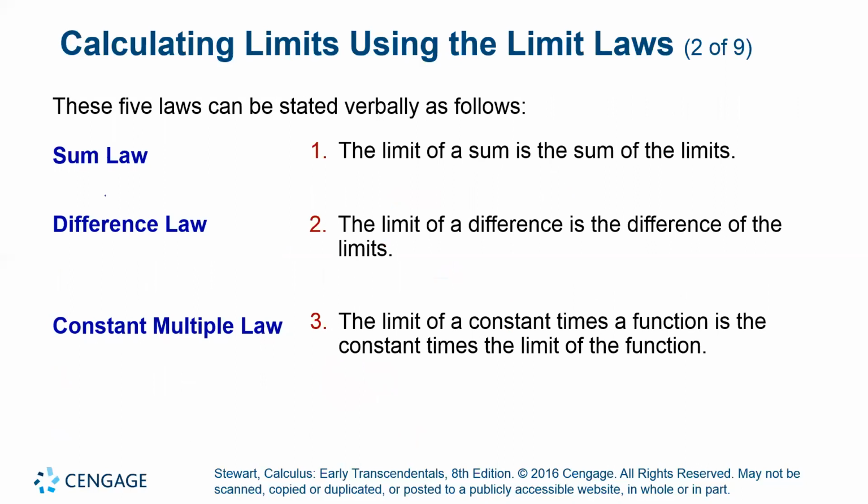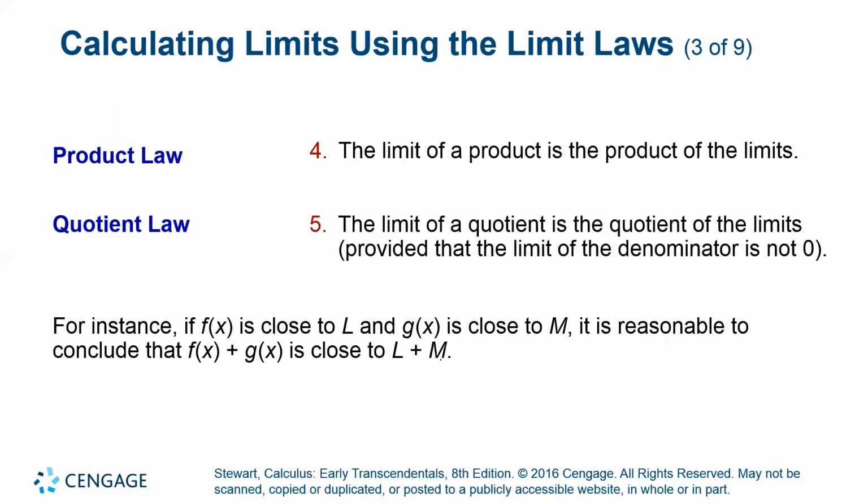Now, these laws we can call the following. The first law is the sum law, which says the limit of a sum is the sum of the limits. The difference law says the limit of a difference is the difference of the limits. The third one is the constant multiple, c times f of x: the limit of a constant times a function is the constant times the limit of the function. The fourth one is the product: the limit of a product is the product of the limits. That's how you can word them.